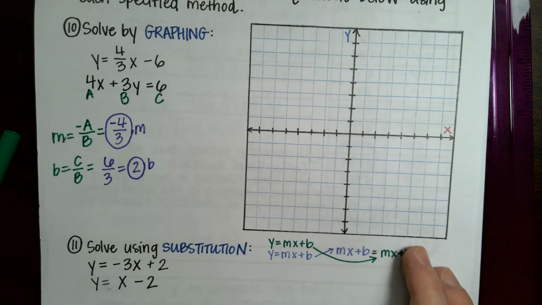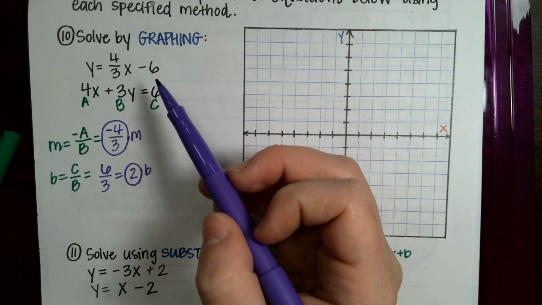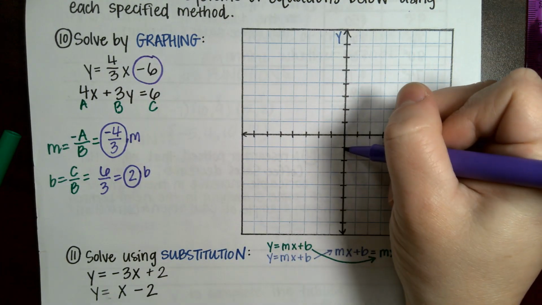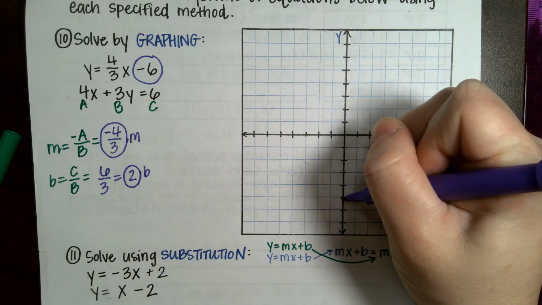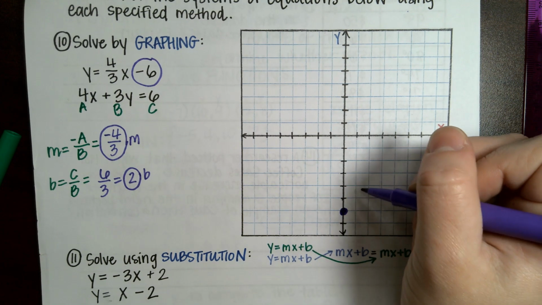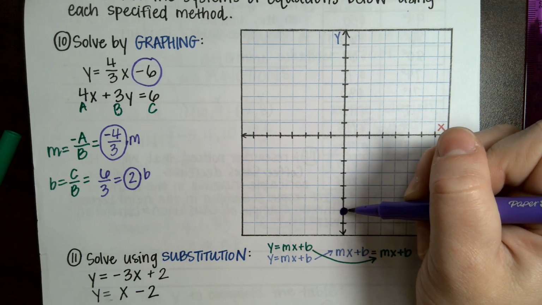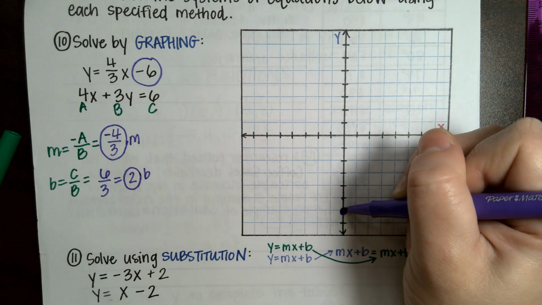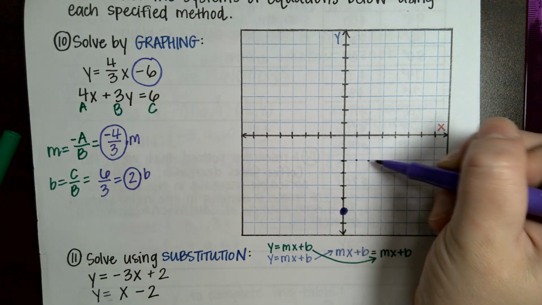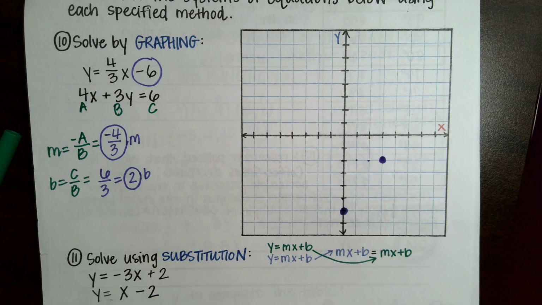Which one do you guys want to start with? Start with the top one. Yeah, let's start with the top one. So where's my first point? 0, -6. 1, 2, 3, 4, 5, 6 right here. And how do I find my second point? We're gonna go up 4. Good, up 4 over 3. So 1, 2, 3, 4. And 1, 2, 3. There's my first line once I connect the dots.